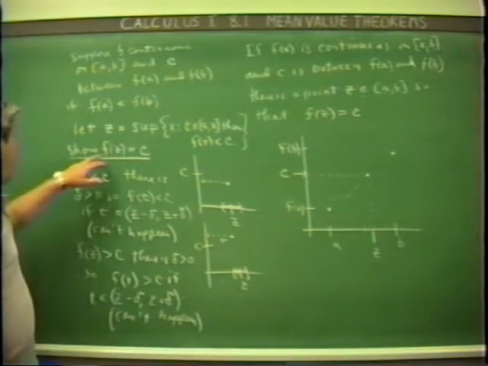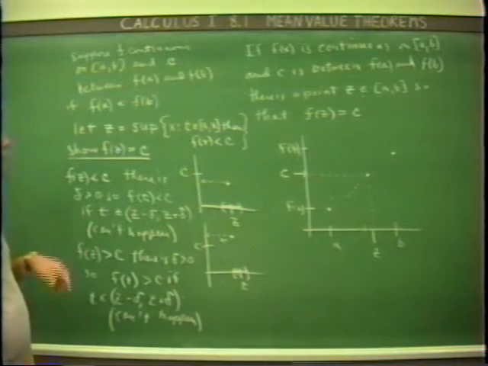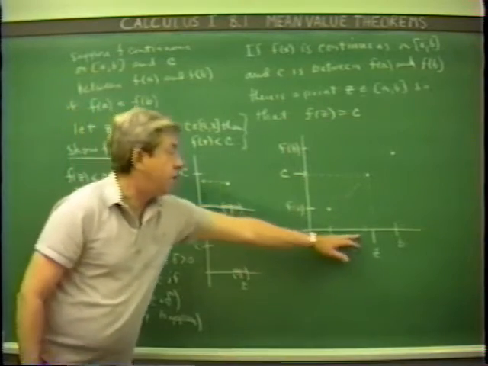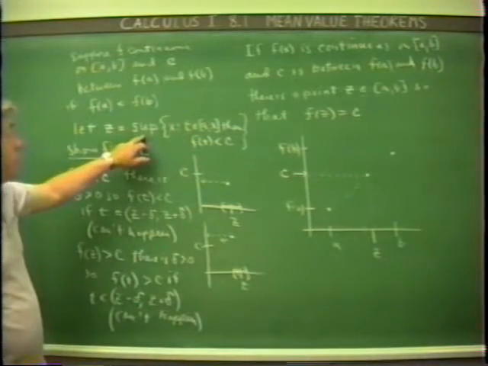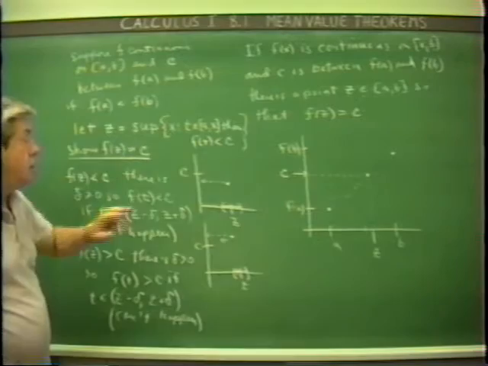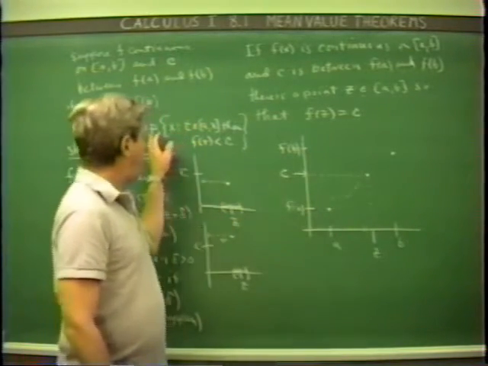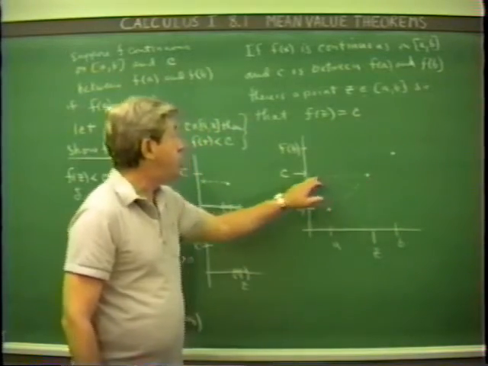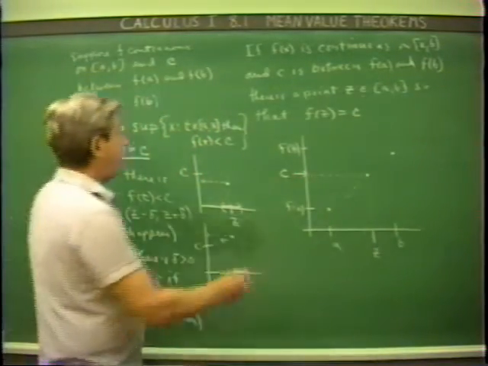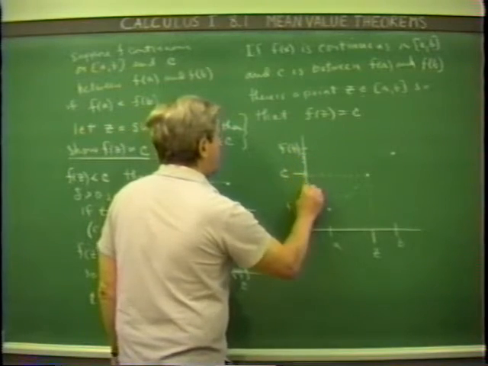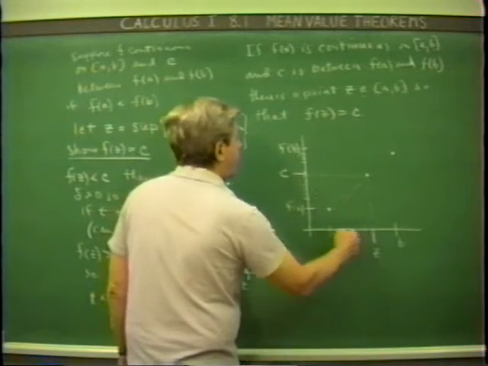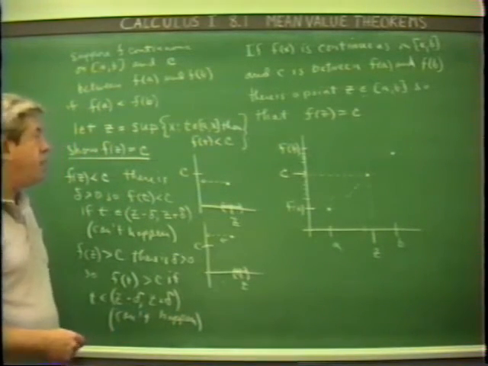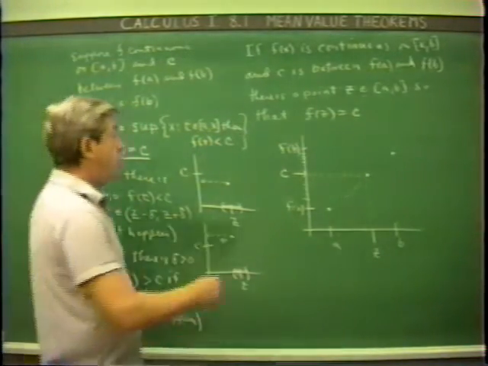So the only thing that can happen is that f of z be C. And so what we have done then is, assuming that we take a number C between f of A and f of B, we have been able to find the number Z, namely the supremum of this set of X, the least upper bound of it, so that the value of the function at that number Z is C. Consequently, every number in between f of A and f of B is taken on by some number between A and B. Now this is intuitively what you think of when you think of a continuous function.